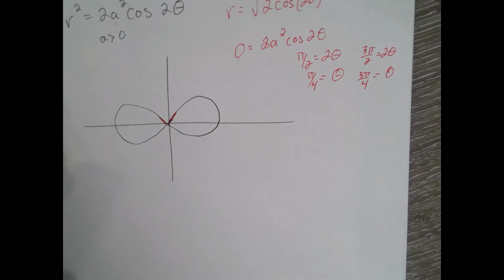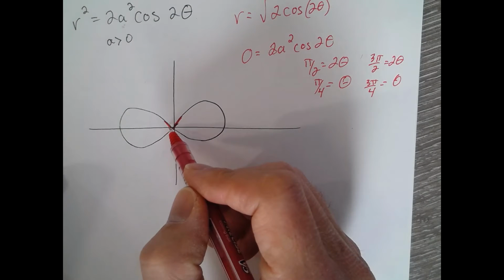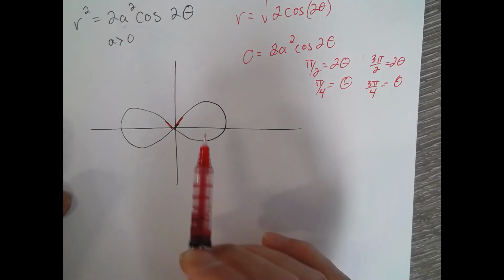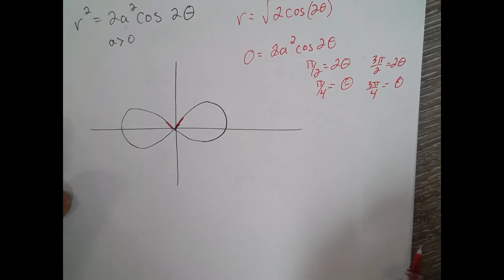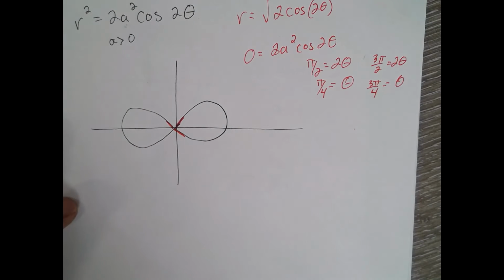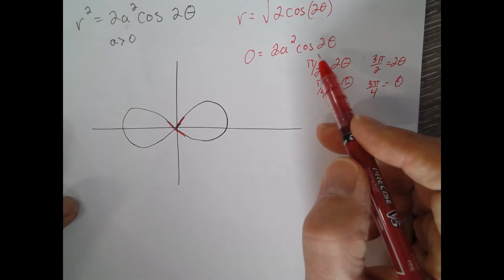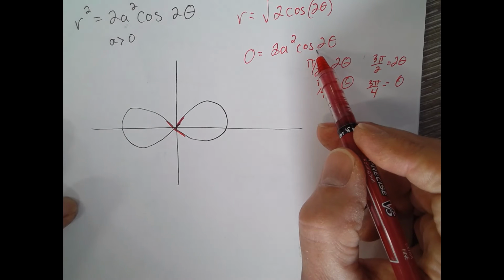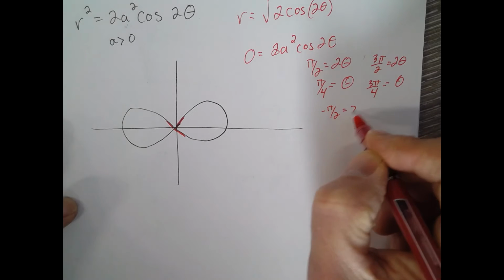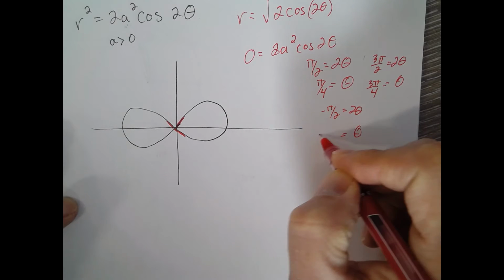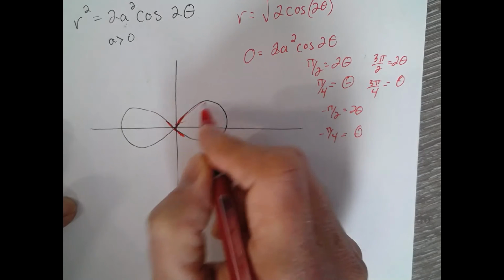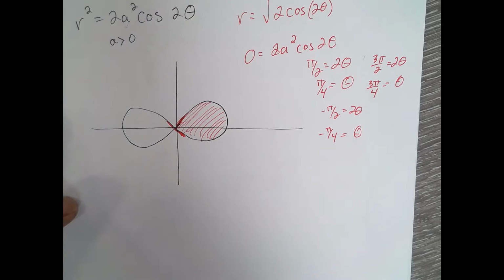If we integrate it from pi over 4 to 3 pi over 4, that's not going to give us one of the petals or half of it. So let's figure out where this is, which is when is cosine 0? It's also 0 at negative pi over 2. So negative pi over 2 equals 2 theta, so theta equals negative pi over 4. So we're going to go from negative pi over 4 to pi over 4, and that'll get us that whole area, and then we can double it.